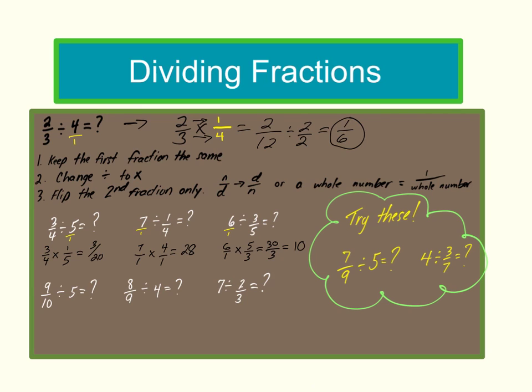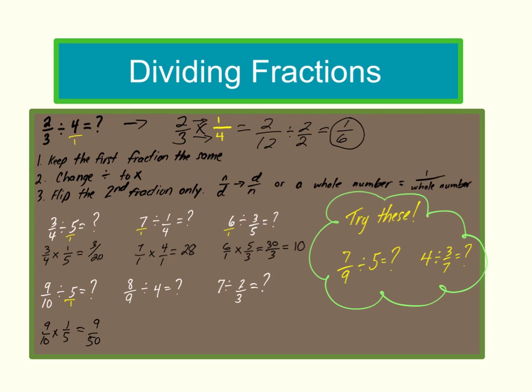Now let's come down to our second row. We have 9/10 divided by 5. We keep the first, change to times, and we flip. Now remember, this 5 is really 5 over 1, and then we change it. When we flip it, it now becomes 1 over 5. We can multiply straight across, and we get 9 over 50.